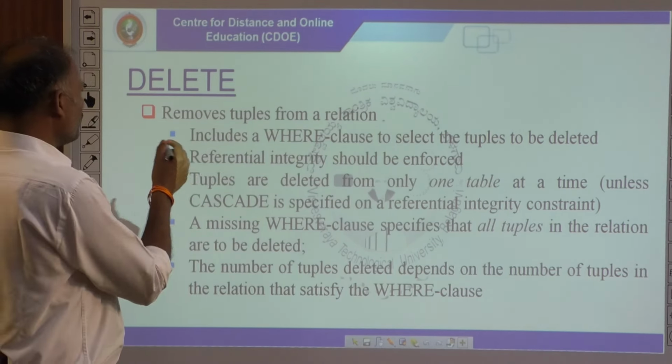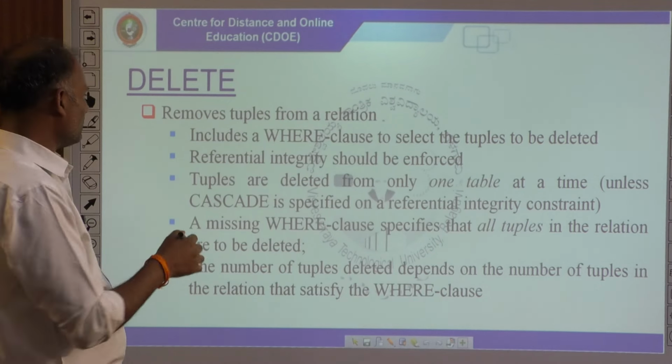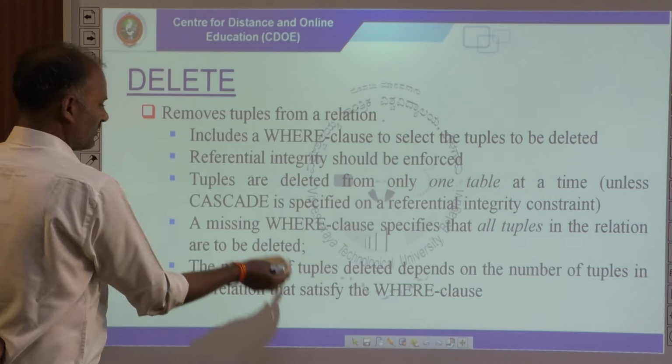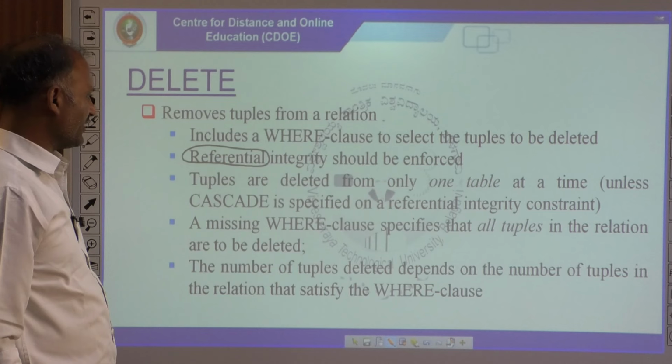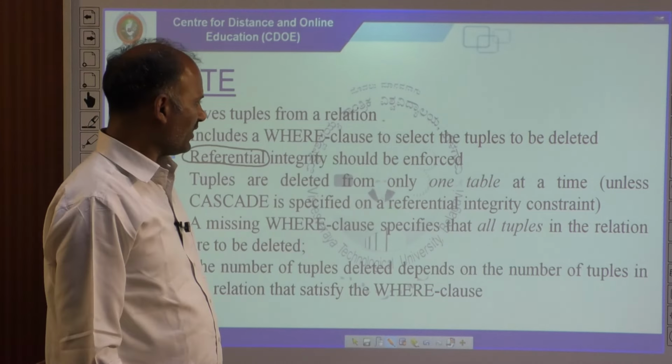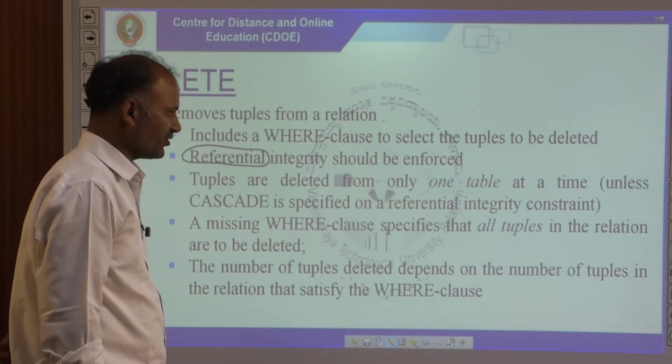Now if you try to delete a record from the parent table before you delete from the child table, it means that you are violating the referential integrity constraint. That you have to take care of. Tuples are deleted from only one table at a time unless the cascade is specified on a referential integrity constraint.